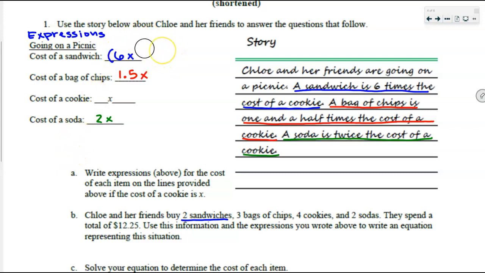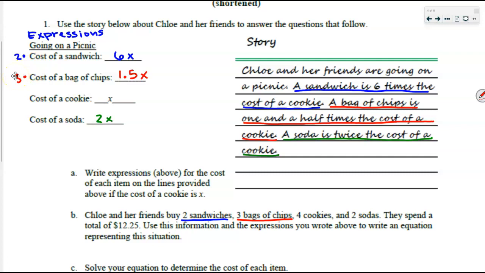You can write it like that. You can come over here off to the side and maybe you want to say 2 of these. You decide. But I know that it's not just 6X, it's 2 of the 6X's. How many bags of chips did they buy? 3 bags of chips. So what am I going to do with this 1.5X? How many of those am I going to have?